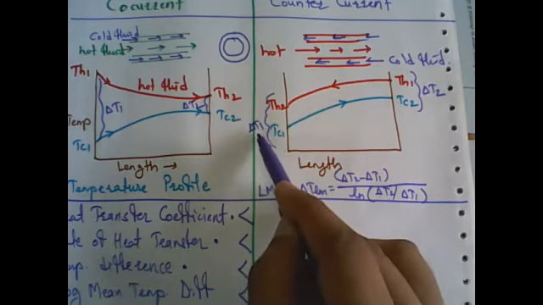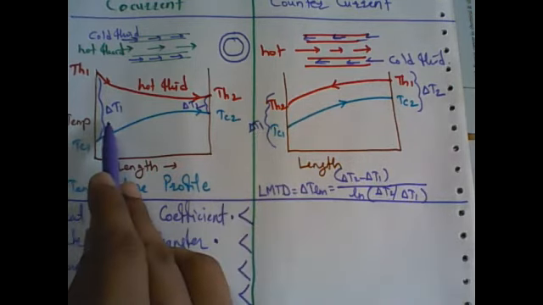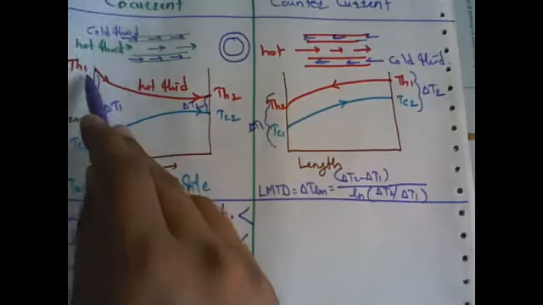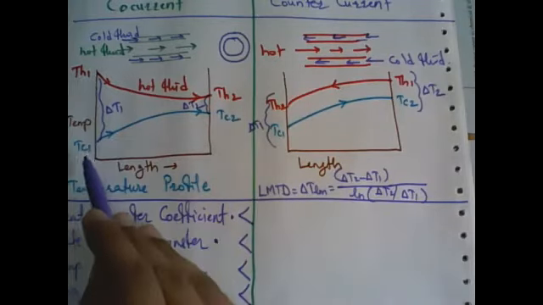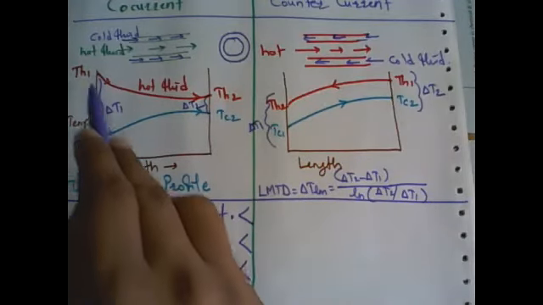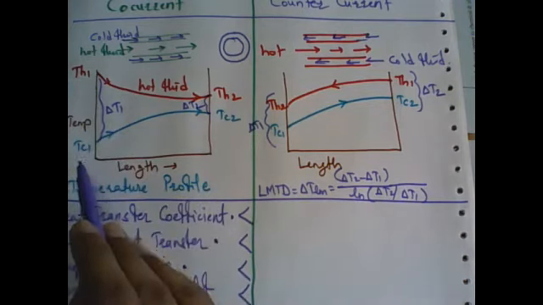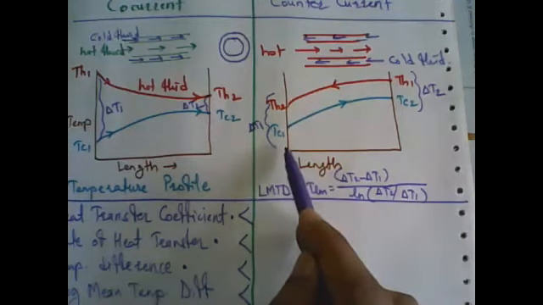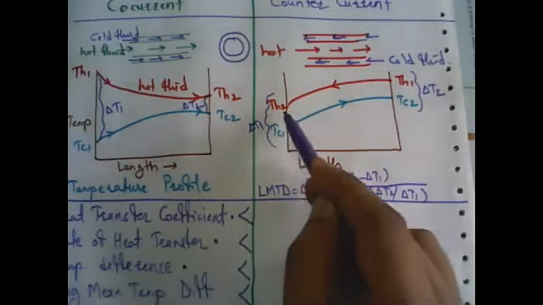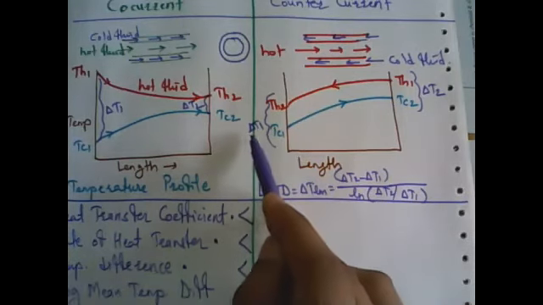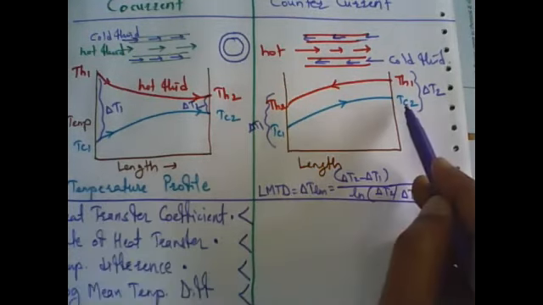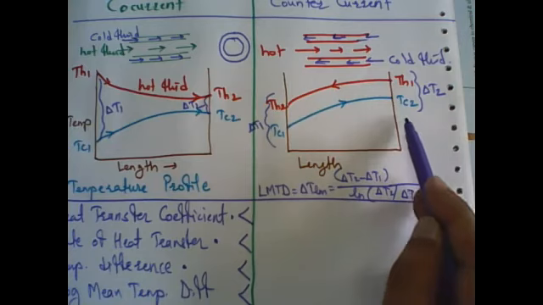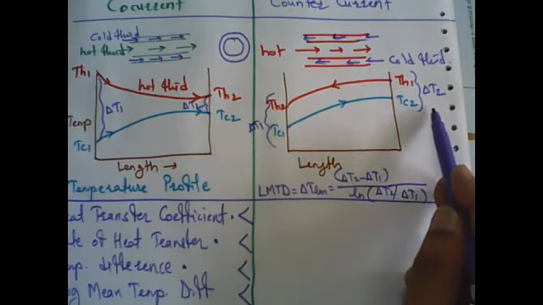So this delta T1 and this delta T1 are different, because here the inlet temperature difference is delta T1, as it is TH1 and TC1. But for this case, one of the temperatures is the outlet and one is the inlet of the cold fluid. So TH2 minus TC1 is delta T1. And for this case, TH1 minus TC2 is the delta T2.